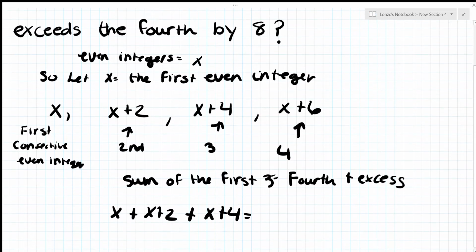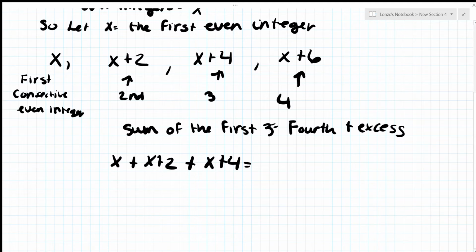So what's my fourth term? My fourth is x plus 6, right here, and then plus 8, because that's my excess. Let's simplify the left. We have an x here, so that's 3x, plus 6, because 2 plus 4 is 6. Equals x plus 6 plus 8, which is 14. So it's x plus 14.